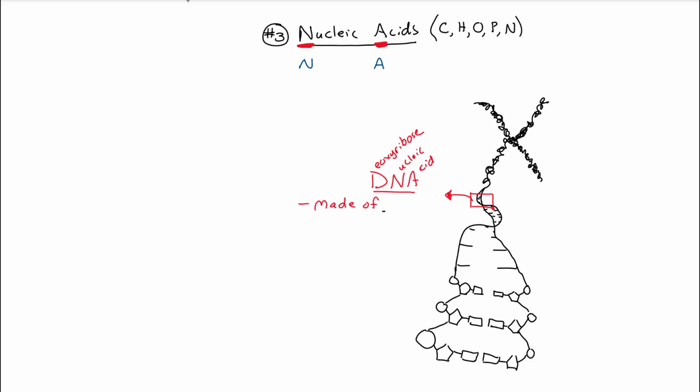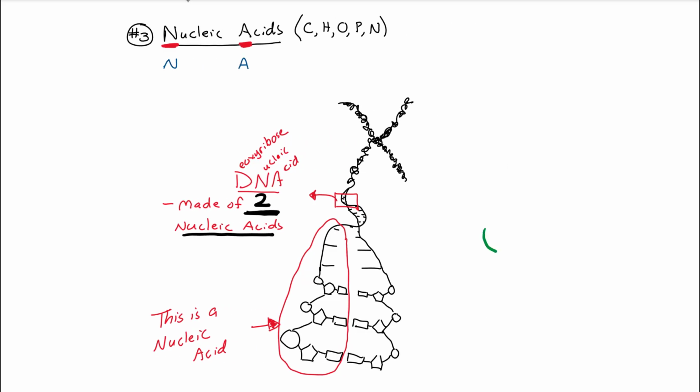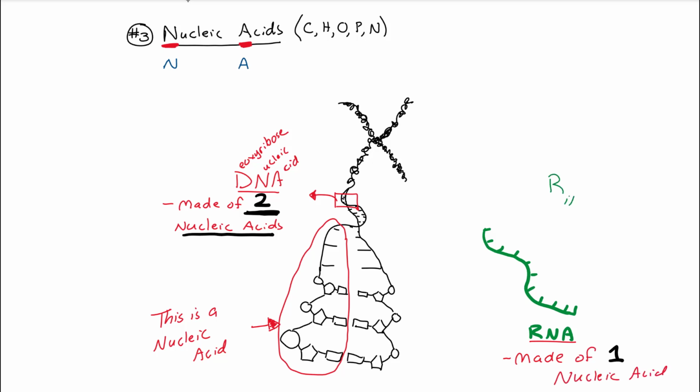And DNA is made of a certain amount of nucleic acids, less than you think. This is 1 nucleic acid. So if that's 1 nucleic acid, how many make up DNA? 2. 2 nucleic acids in a spiraling double helix. DNA's close relative, RNA, is only made of 1 nucleic acid. RNA stands for ribonucleic acid.